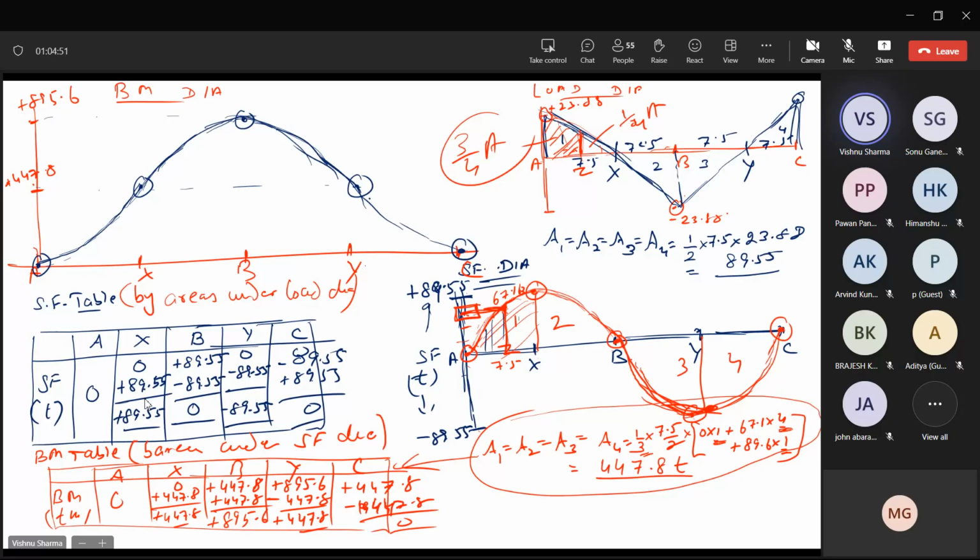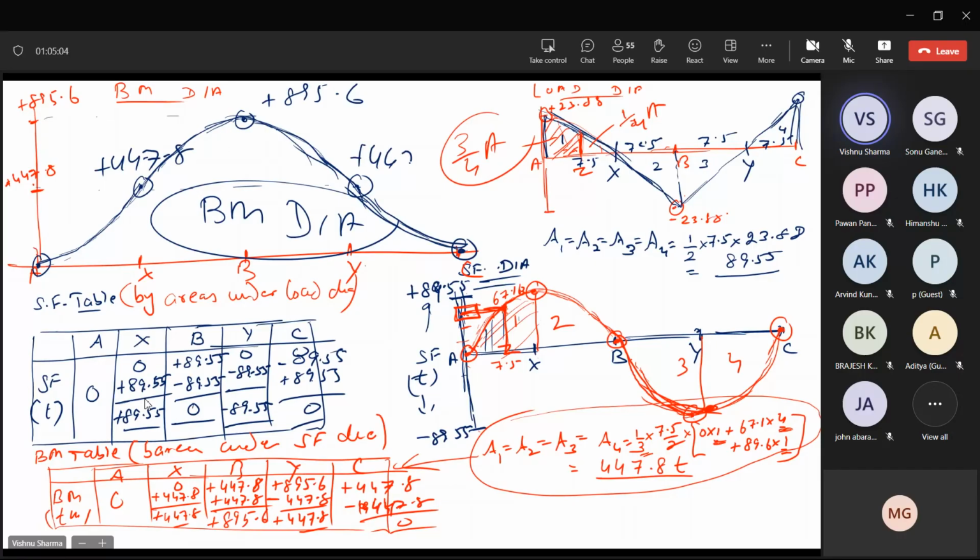And you'll have this as the BM diagram for this question. No need to do anything more. End of the story. Right here plus 895.6, plus 447.8, plus 447.8, and that's the end of the story. That's your question done. It's an MMD question done from end to end.